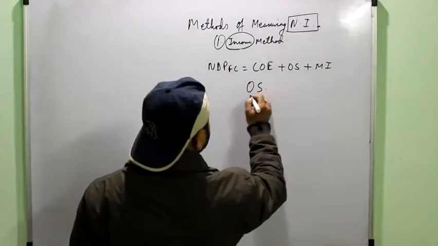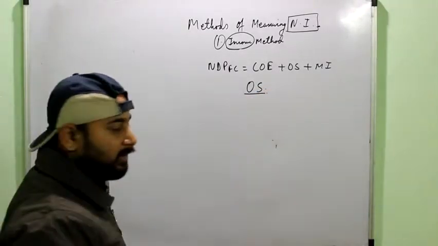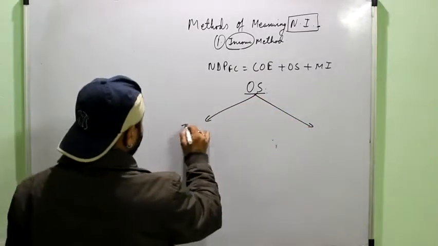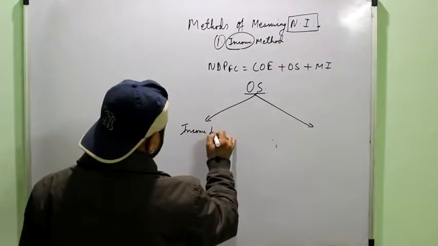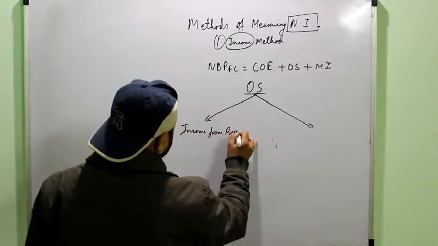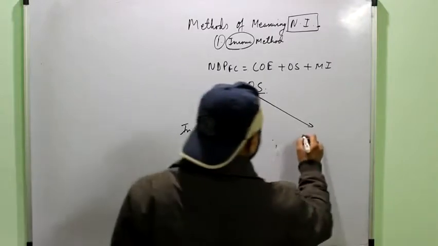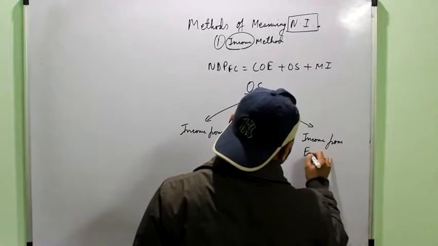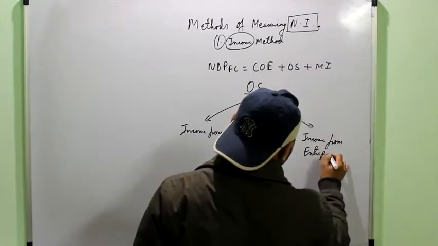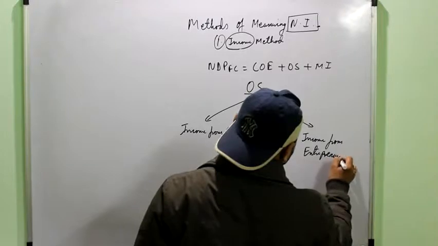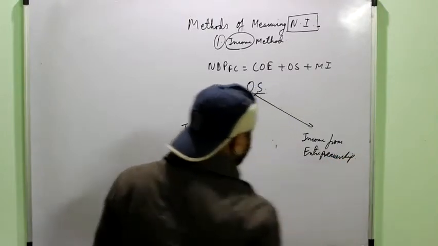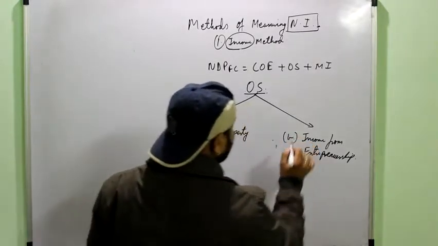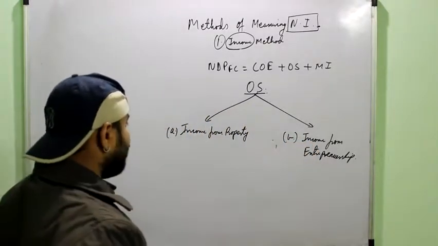Then talking about the OS, operating surplus. It contains income from property and income from entrepreneurship. So it means OS contains two things, income from the property and income from entrepreneurship.